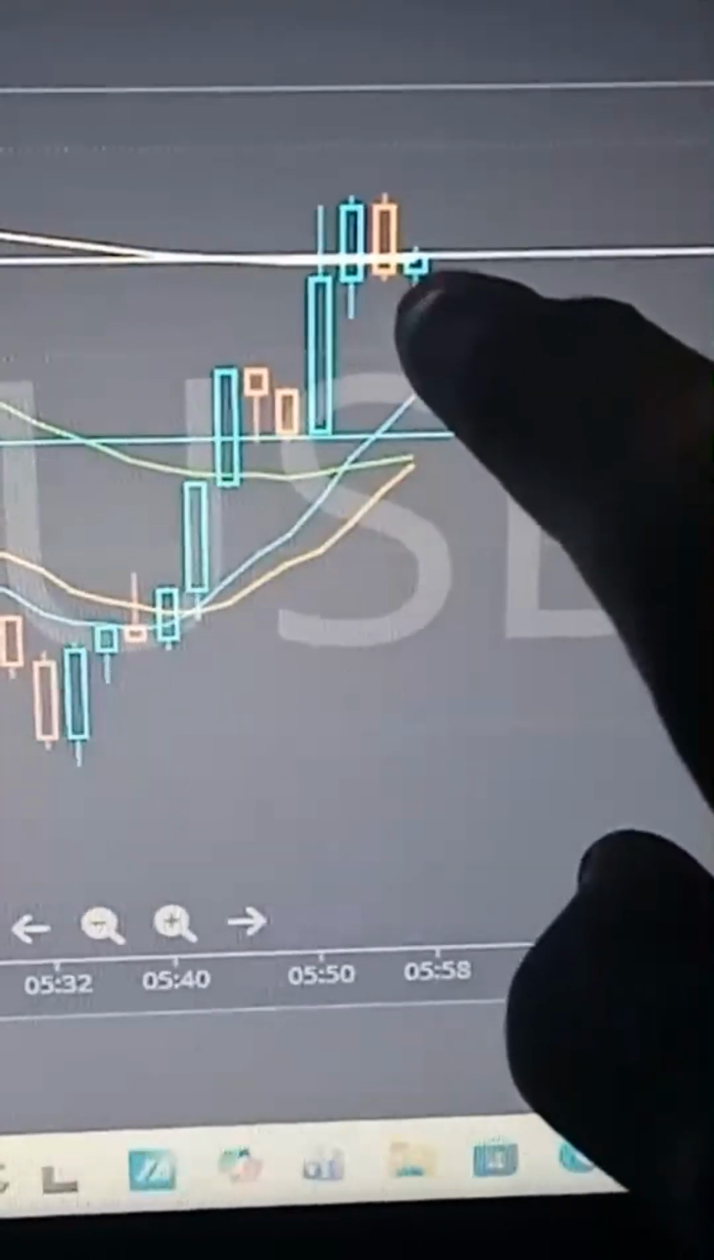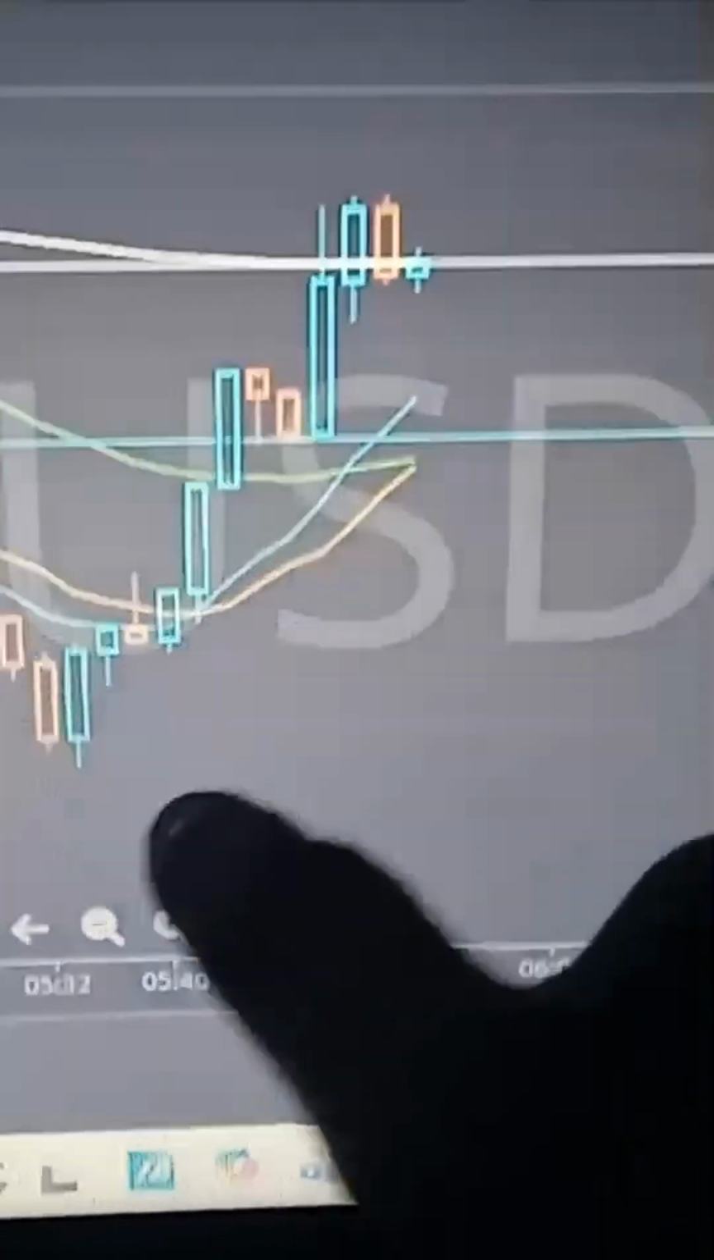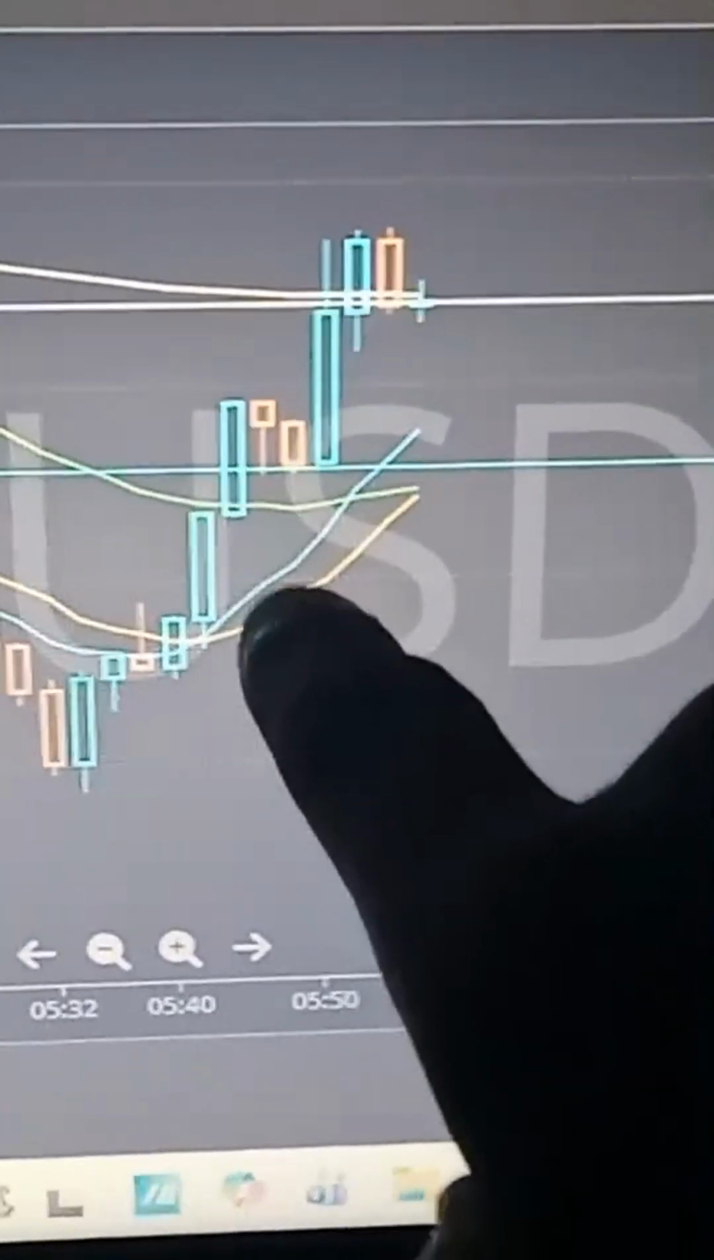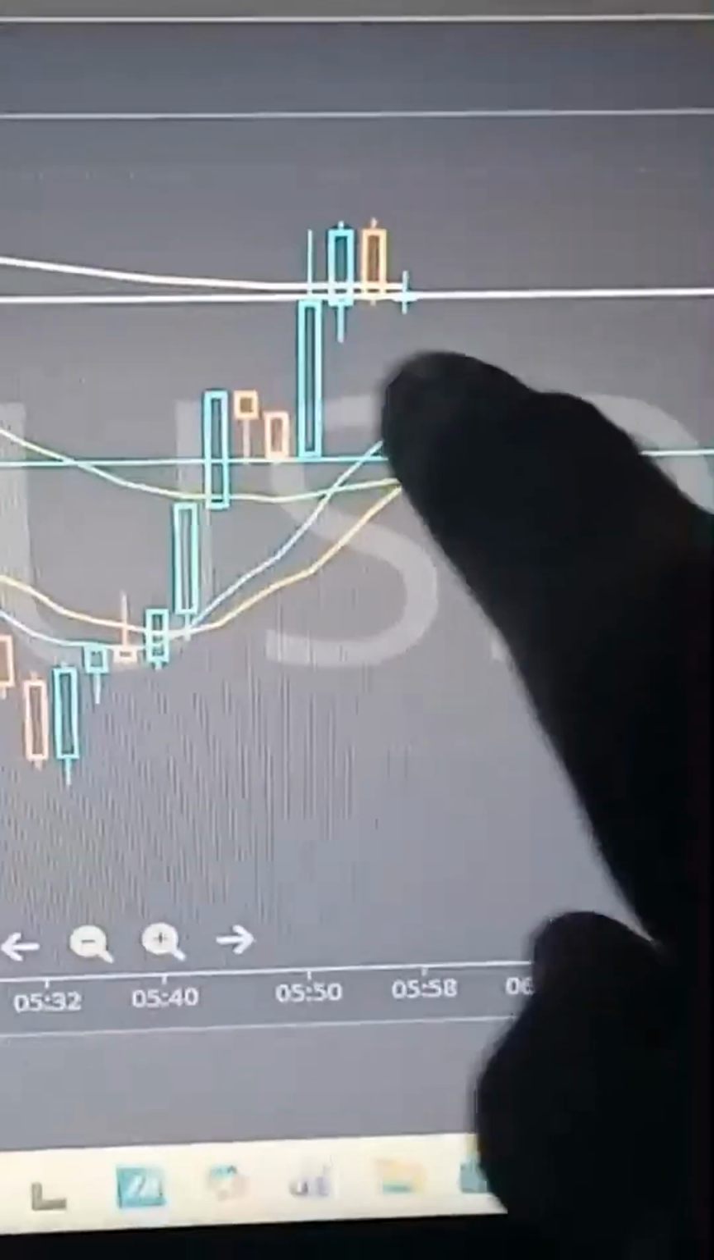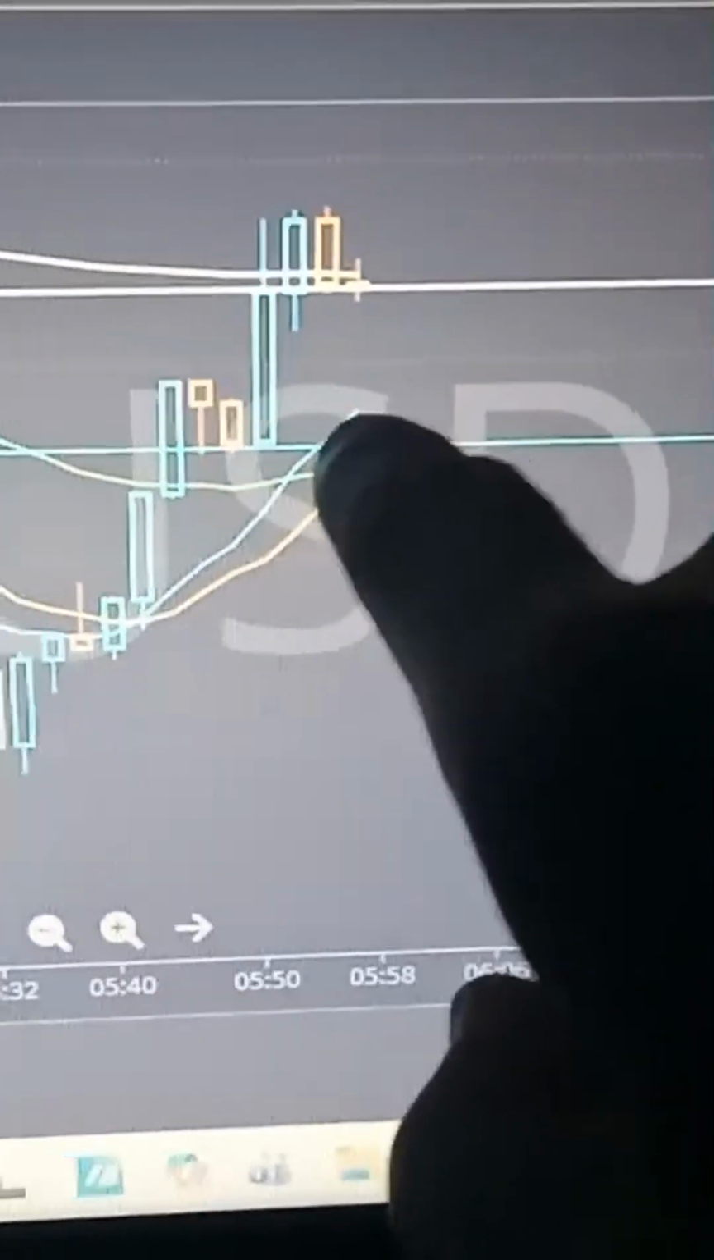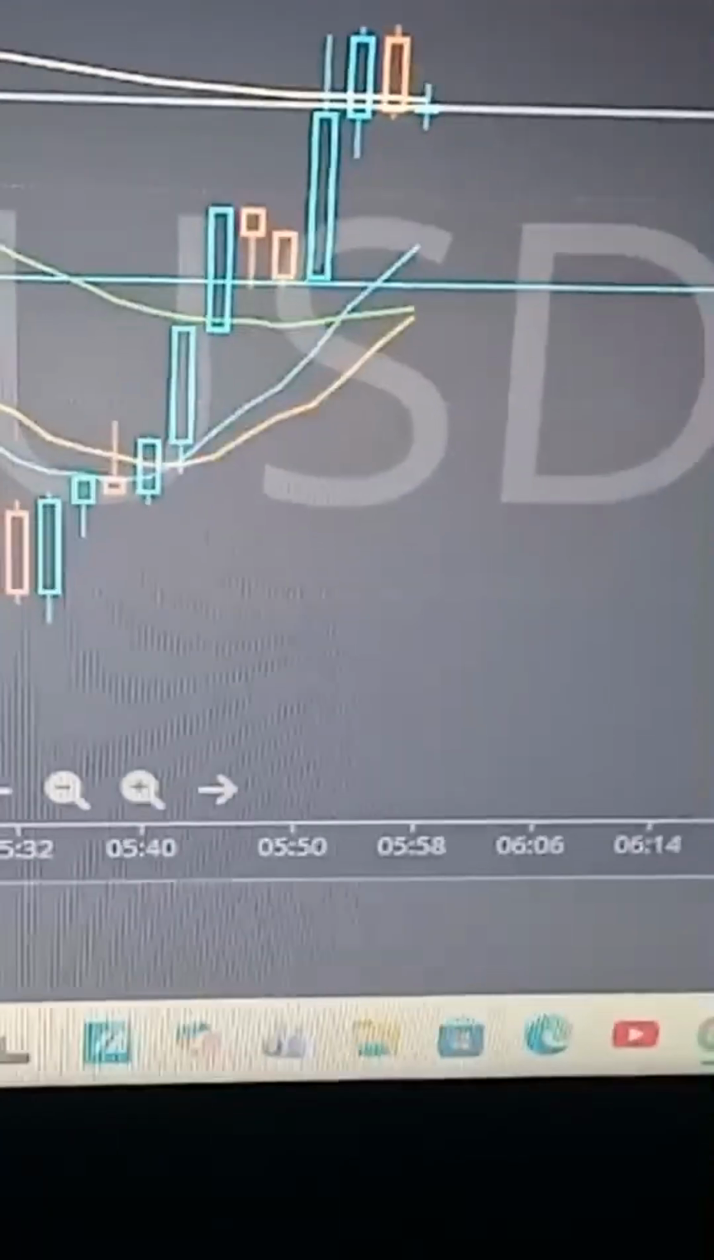Notice if this candlestick continuously starts going up, this blue moving average is going to start spreading away from this orange moving average. If it starts going down, we're going to start seeing a slant of the moving averages, just like we're seeing right now. This is only 10,999 right now.